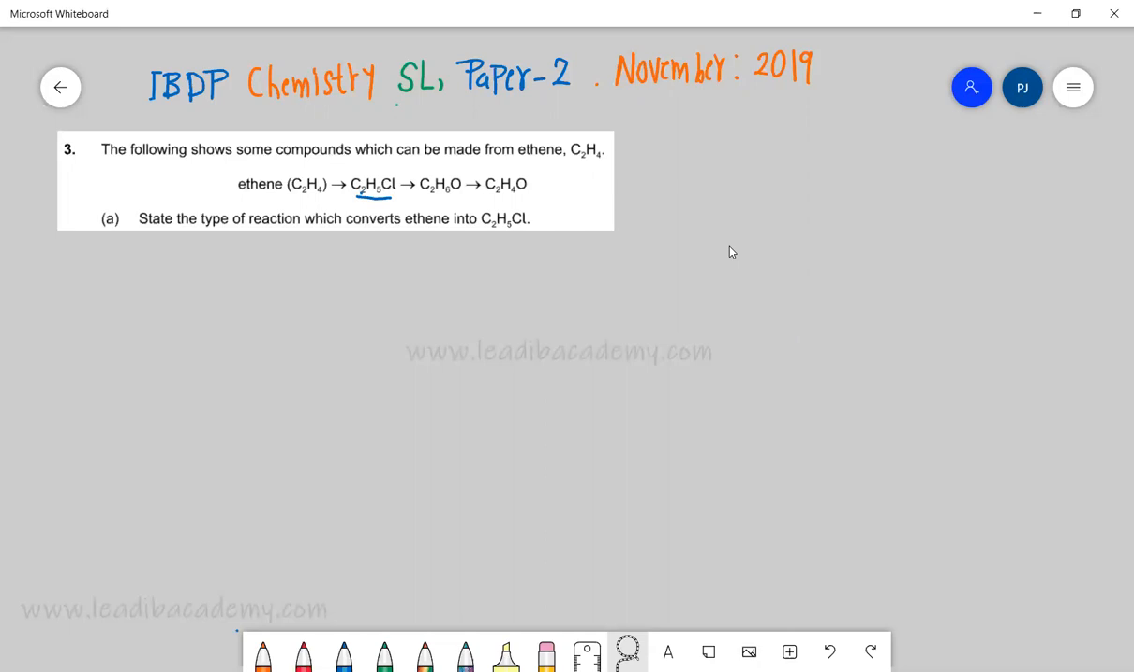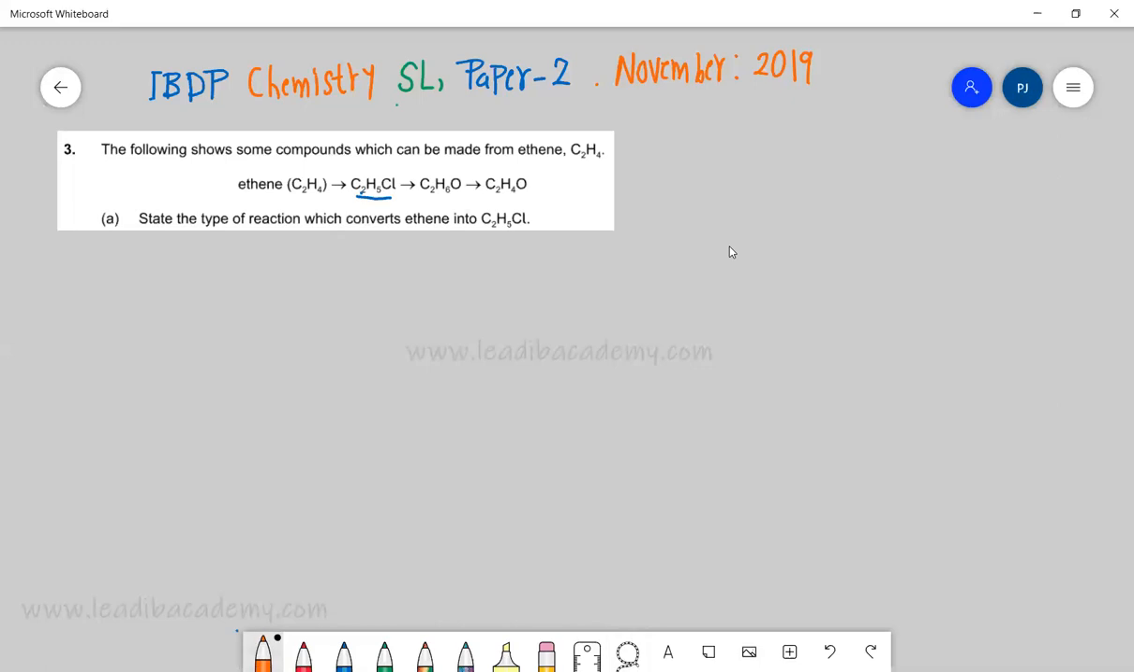Lovely. Now let's begin with question number 3 from organic. It appears to be very interesting. So let's start. They have given us this reaction, ethene, C2H4, getting converted into C2H5Cl, getting converted into C2H6O, and then C2H4O. Asking the question, state the type of reaction which converts ethene into C2H5Cl. So let's begin our story.